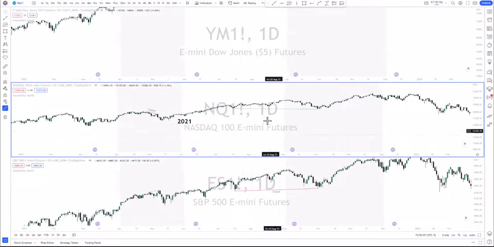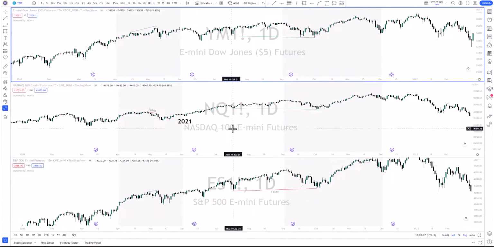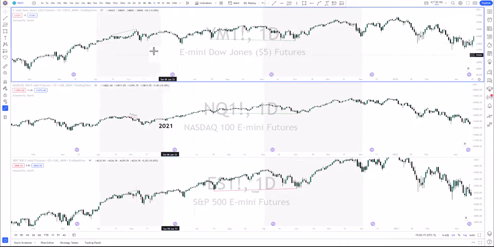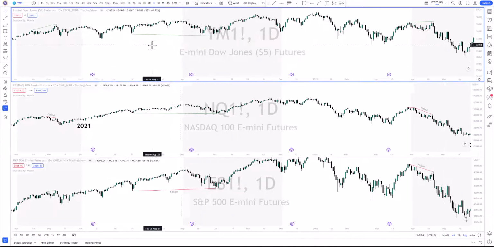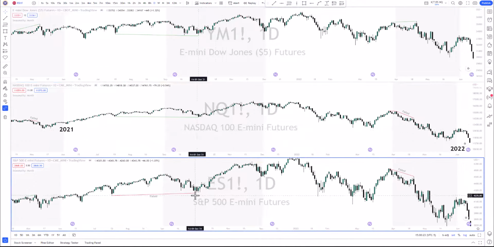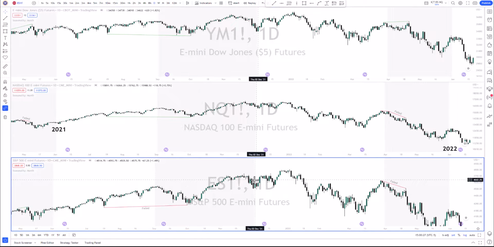And then here we are, 2021. In the spring, we failed to make a higher high in the NASDAQ. We had a little bit of movement lower, just kind of chops around. This was the only thing that I could see here. So, that's still a nice movement down. In the fall, we failed to make a lower low in the S&P, and we grinded up higher into the end of the year.